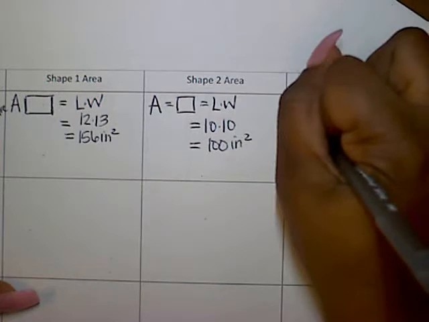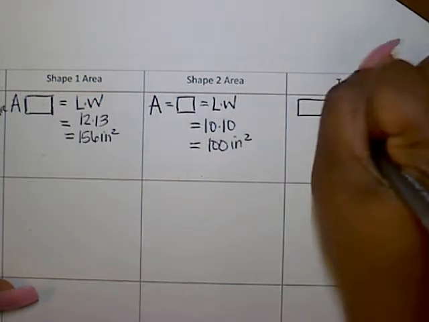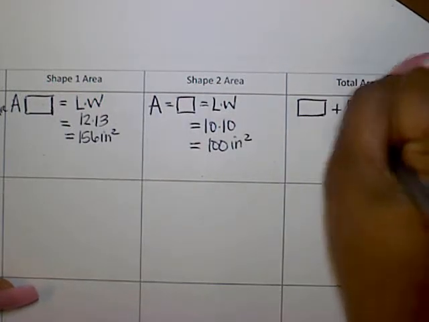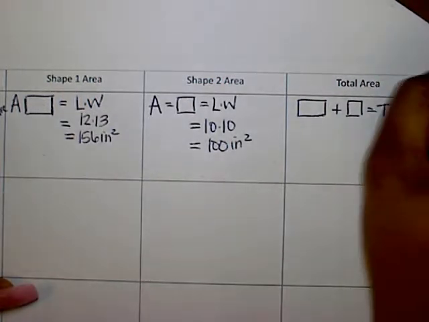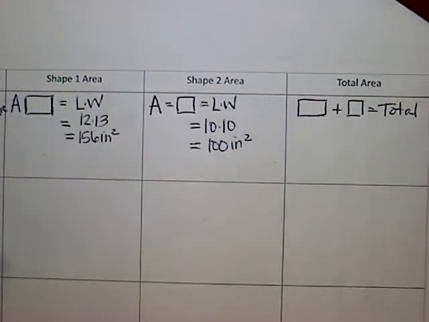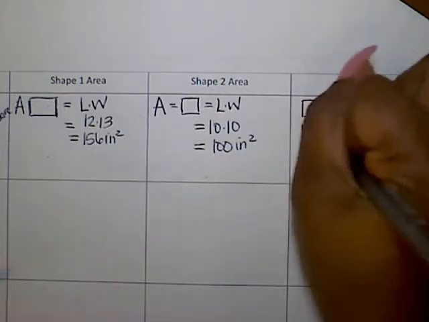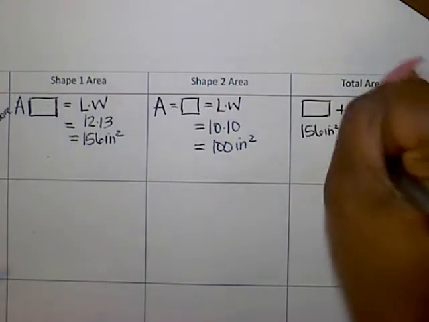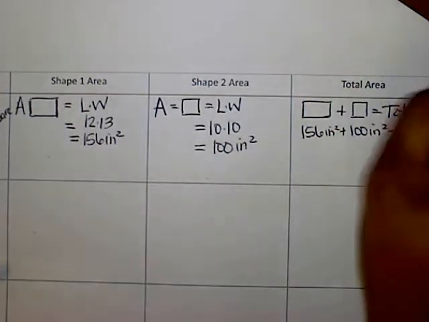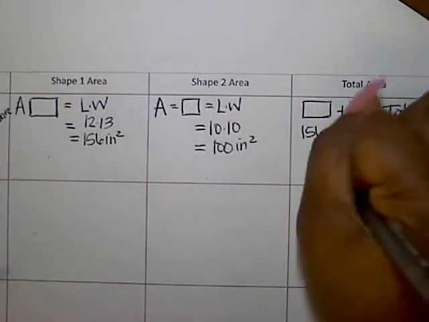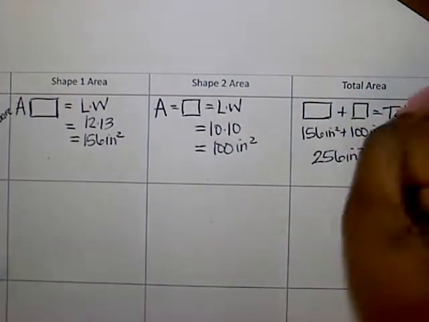And so then you're going to add it together. So you're doing rectangle plus square equals our total. And so therefore we have 156 inches squared plus 100 inches squared equals our total. This is going to be 256 inches squared.